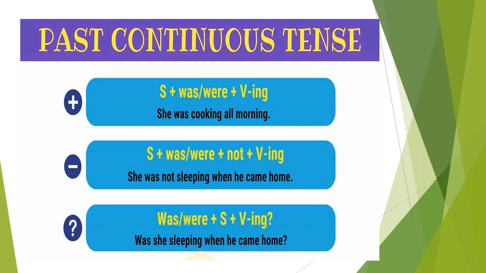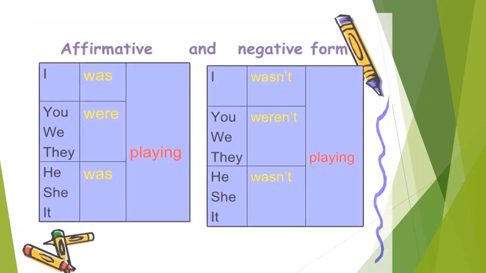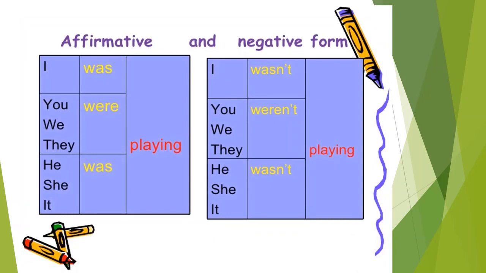Then we also have here the interrogative, but we will concentrate on the affirmative and negative statements. Was, were, plus subject, plus verb ing. Was she sleeping when he came home? So we use was, the subject is she, and the verb is sleeping. So we have here the affirmative and negative form.